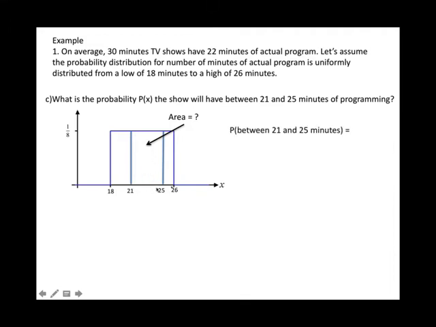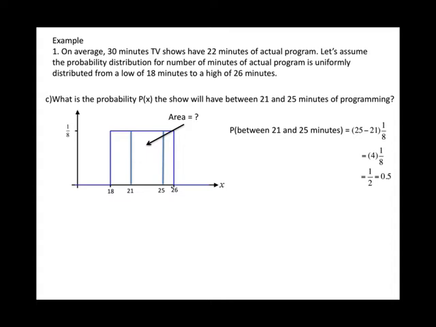So again, use the base times the height. The base is going to be 25 minus 21. The height is going to be 1 over 8. So you should get 0.5 here. The probability will be 0.5 that the show will have between 21 and 25 minutes of programming.